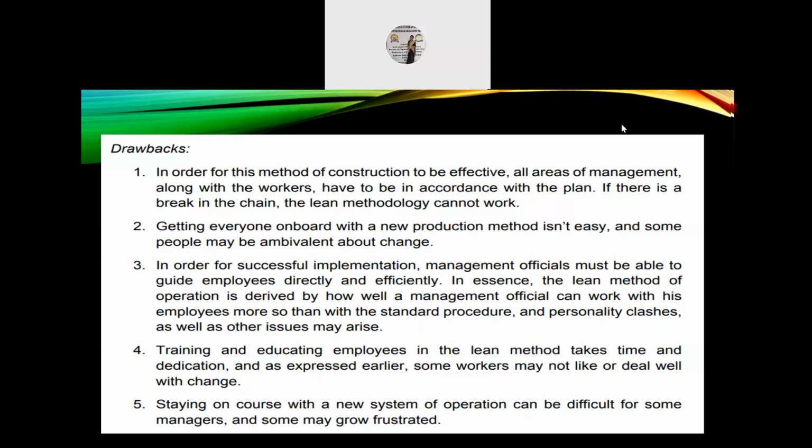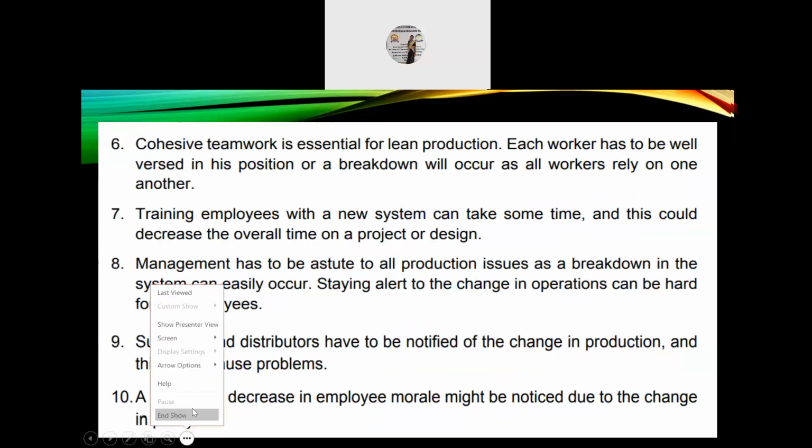Number five, staying on course with a new system of operation can be difficult for some managers and some may grow frustrated. Number six, cohesive teamwork is essential for lean production. Each worker has to be very well versed in his position or a breakdown will occur as all workers rely on one another. Number seven, training employees with a new system can take some time and this could decrease the overall time on a project or design.